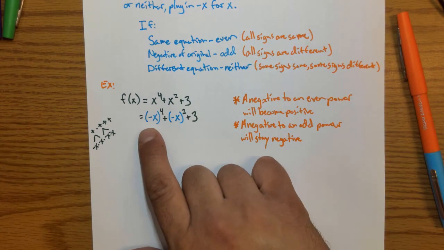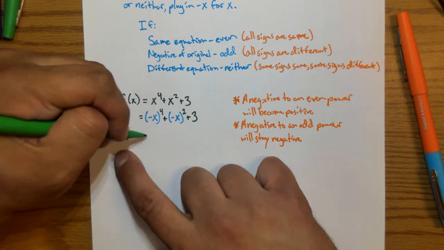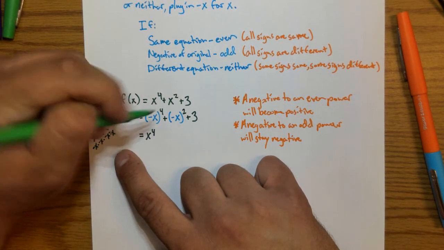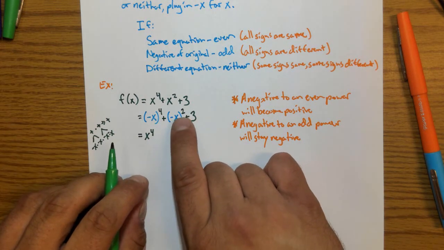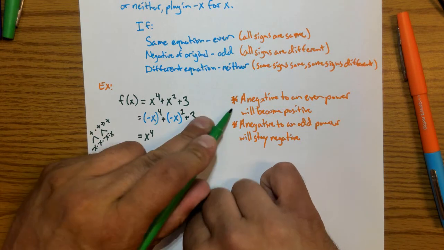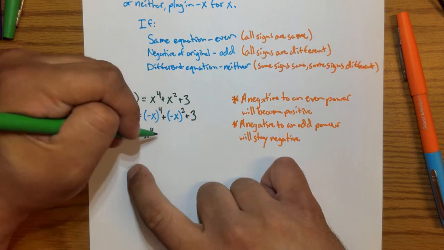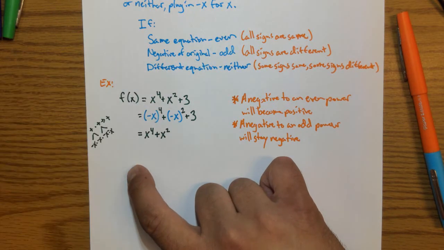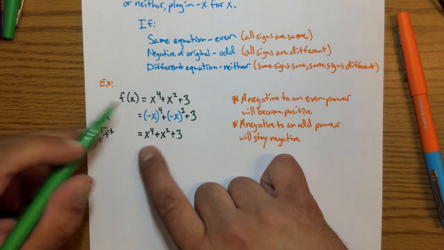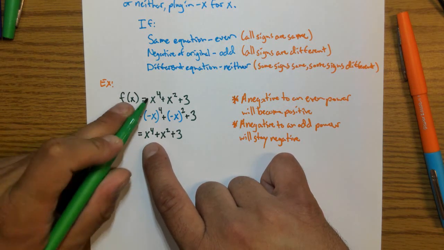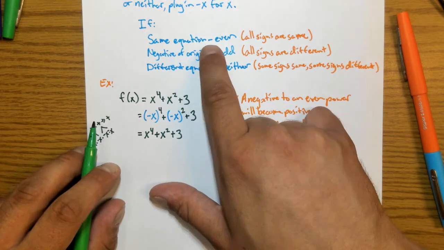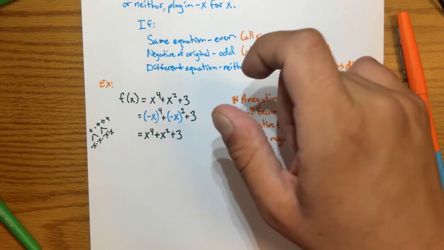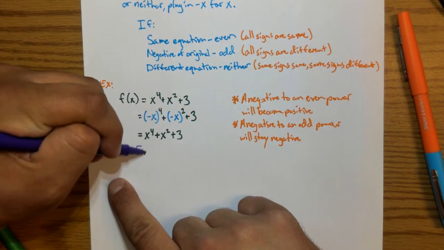So here, it's to the even power. So this is going to just be x to the fourth, plus this one, negative x squared. That's negative x times negative x. We determined here that it's going to be positive, and according to this rule, it's going to become positive. So that's going to be plus x squared plus 3. Now, did the equation change for us? No, it stayed the same. So because it's the same equation, it's going to be even. So this function is even.